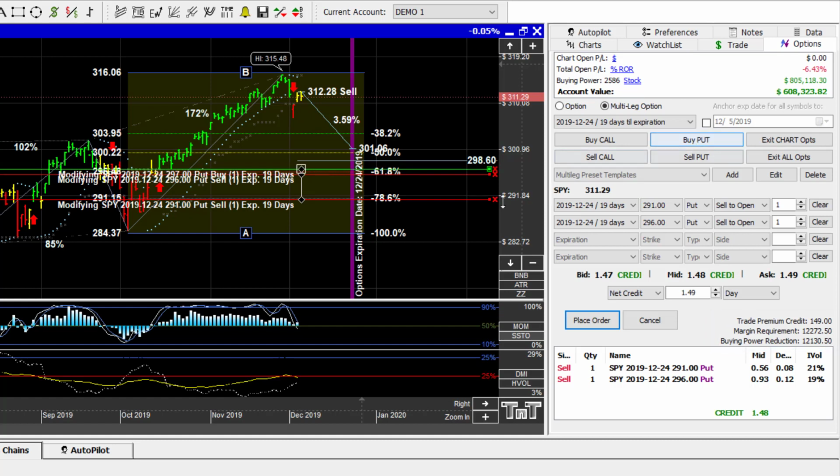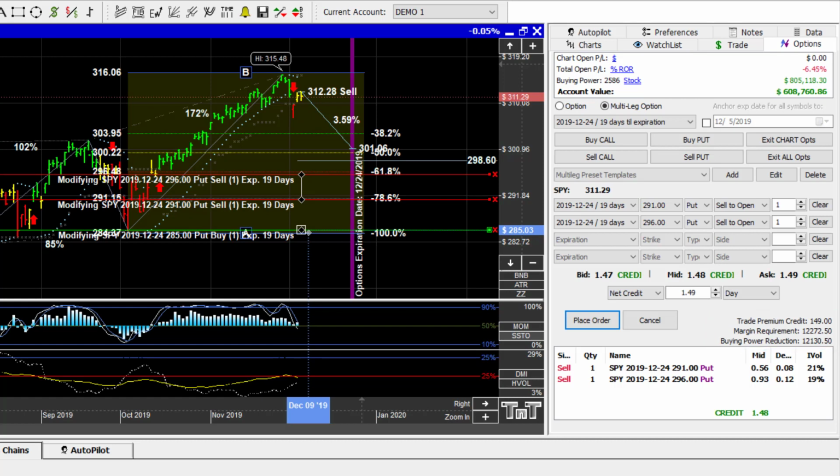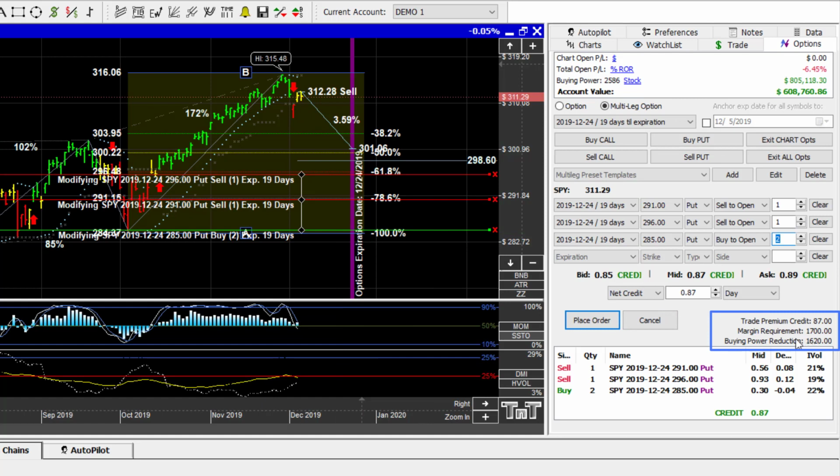Down here, and we're going to protect ourselves. Now I'm going to put this all the way down here, and mostly it's just to reduce our margin requirement. You notice that there's a margin requirement of $12,000. So let's reduce our margin by buying a put in here, and we're going to actually do 2 of those because we've got 2 that we've sold, right? So now notice that drops that all the way from $12,000 down to a buying power reduction of $1,600.